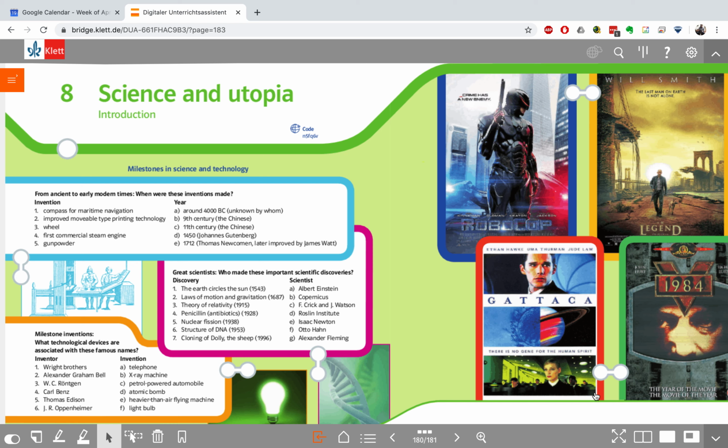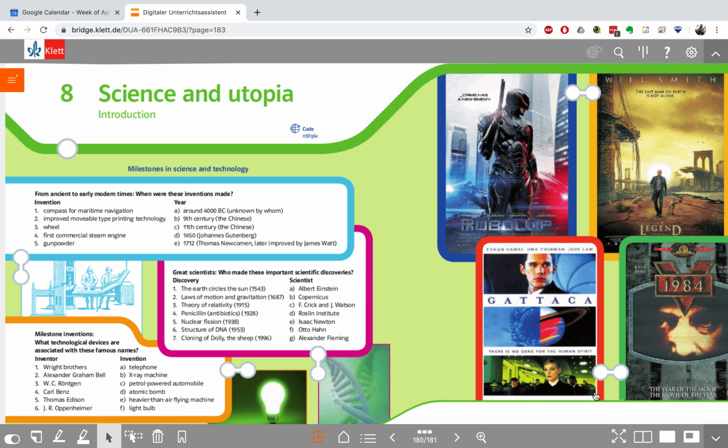Science and Utopia, Utopia Dystopia. This is our topic. This book covers parts of it, as it is mostly conceptualized for a basic course, not an advanced course as you are.